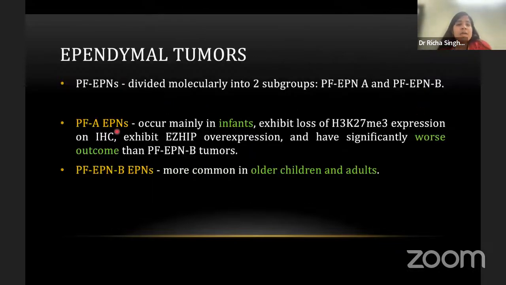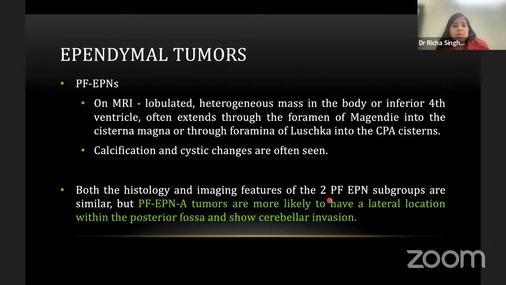Then again, as I told, the PFA and PFB, that is the posterior fossa ependymomas, they are differentiable based on the age group involved and the lateralization within the cerebellar hemisphere. The PFA ones are seen in infants and they have worse prognosis, while the PFB ones, they are seen in older children and adults, and they have comparatively better prognosis as compared to the PFA ependymomas.